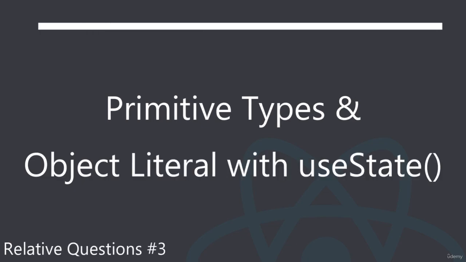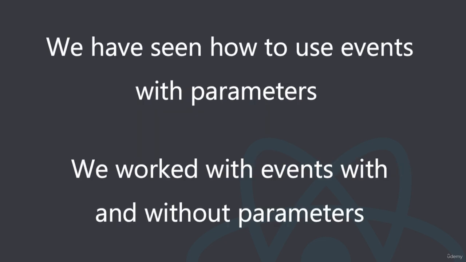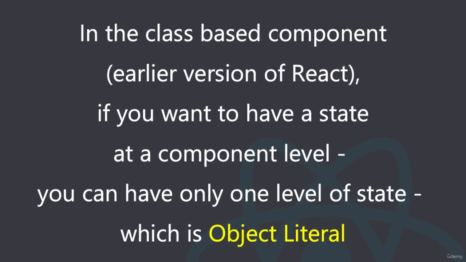In the previous section, we have seen about working with events, that too with parameters and without parameters. In the class-based component, that is the earlier version of React, if you want to have a state at a component level, you can have only one level of state. A state used to be an object literal.